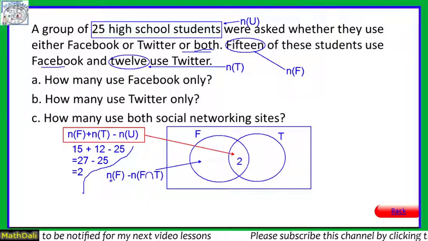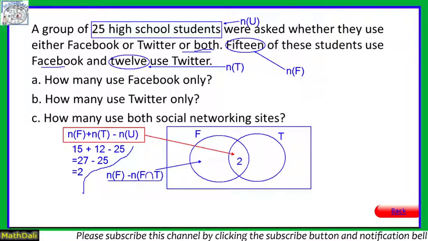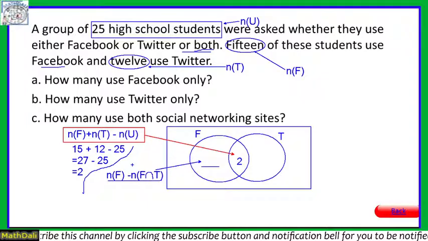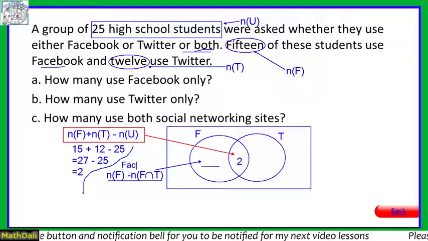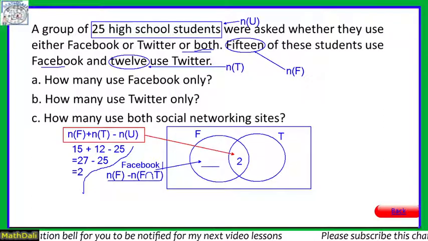So, sorry. Guhitan ko na lang. Ayan. So, dito natin siya ilalagay. Para sa Facebook only. Facebook only. Yung sa taas, yung only.